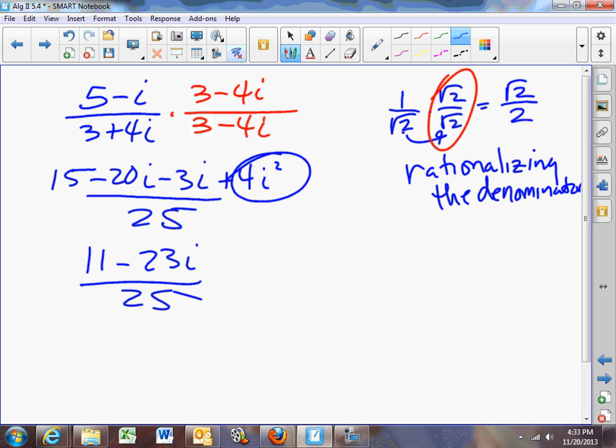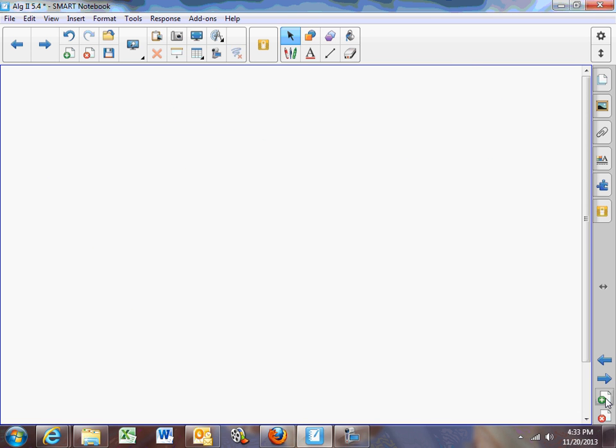Okay, so in the video here, we've taken care of adding complex numbers, subtracting complex numbers, multiplying complex numbers, dividing complex numbers, powers of i, and realizing the denominator. Now, why do we need this? Well, one of the things that we're going to have to do is solve quadratic equations. Let's just start out with something really simple. How about if our quadratic equation is x squared equals -4?